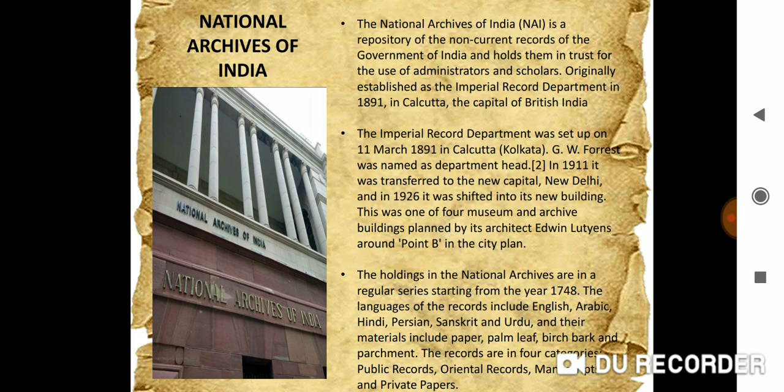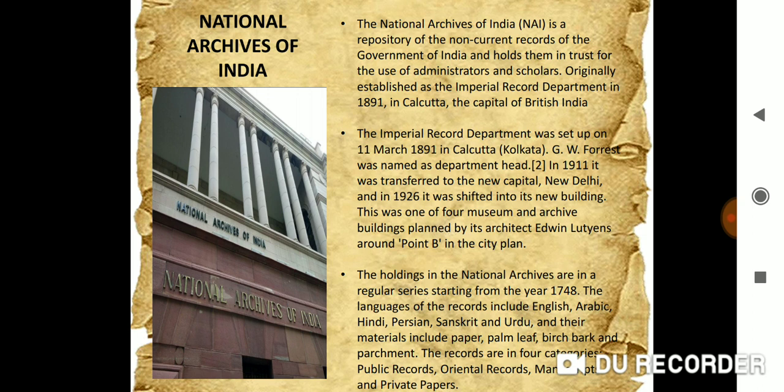The records are in 4 categories. One is public records, one is oriental records. Oriental records include basically the Mughal or Sultanate period records. Then manuscripts, which are handwritten, and the private papers. Private papers means the original diaries or letters included in the private papers.